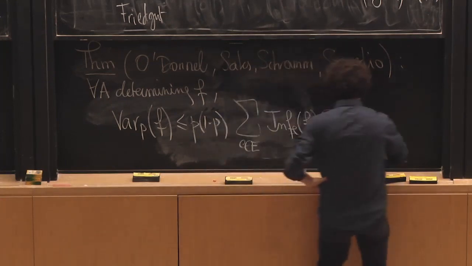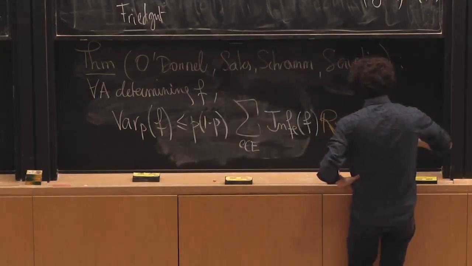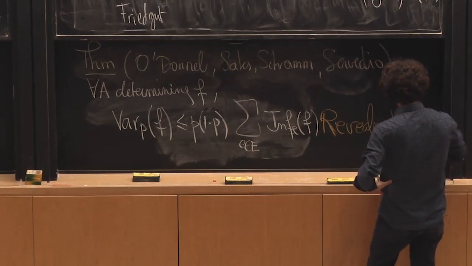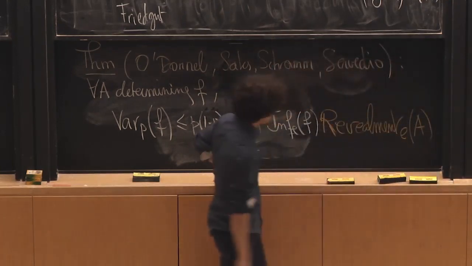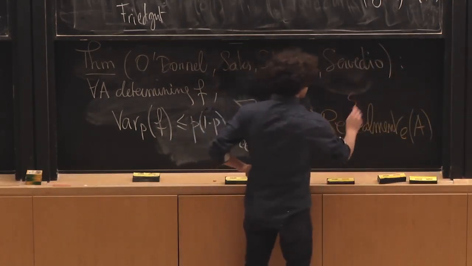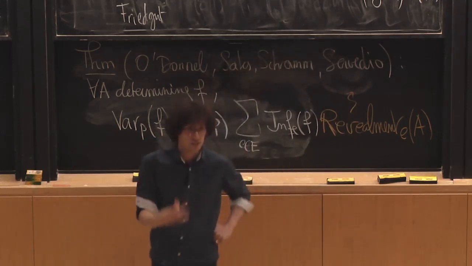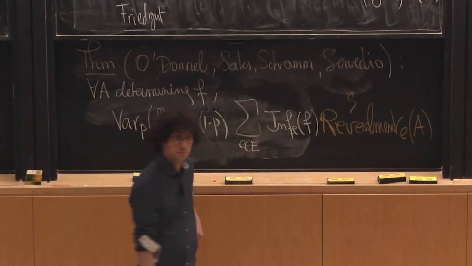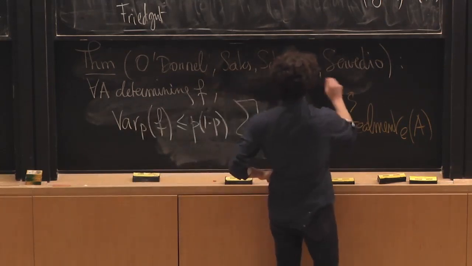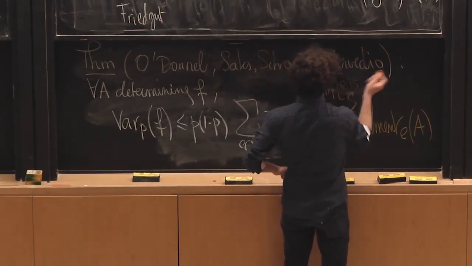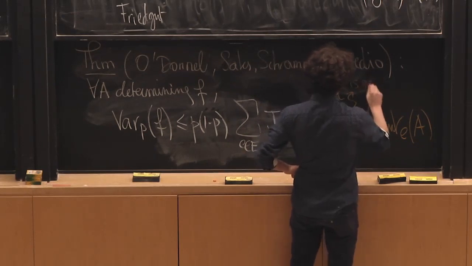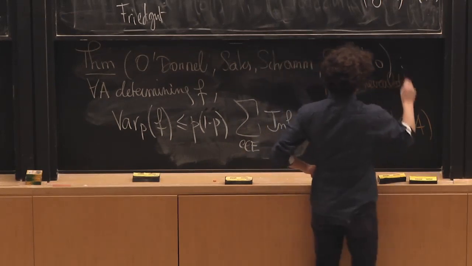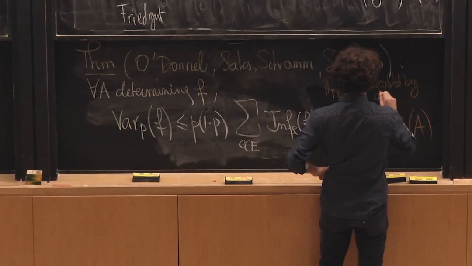A revealment of the edge E for the algorithm A. So what is this revealment? This revealment is just the probability that E is going to be discovered by the algorithm before it stops. So it's the probability that E is revealed by the algorithm before it stops.